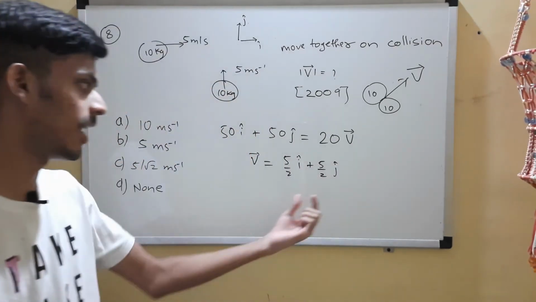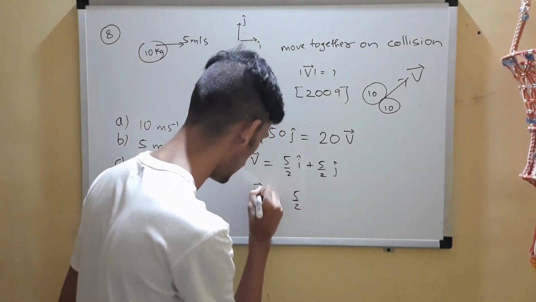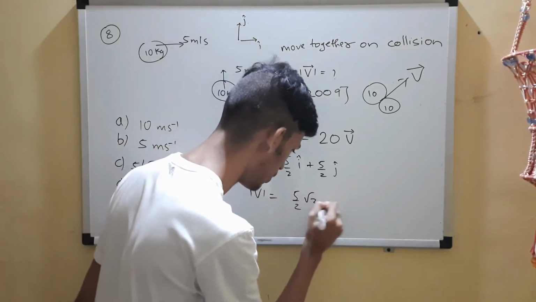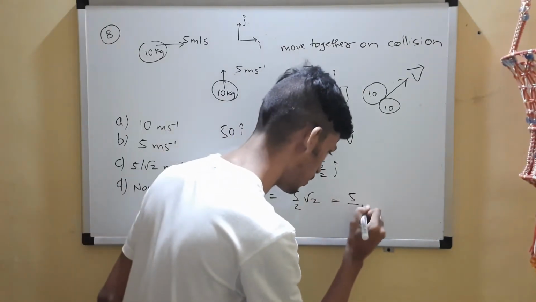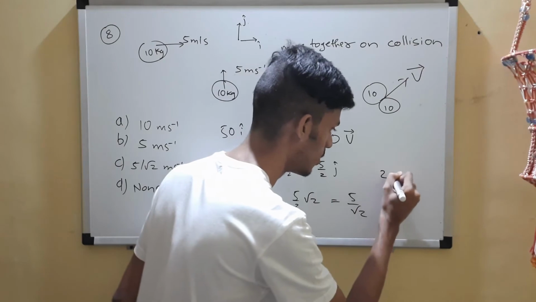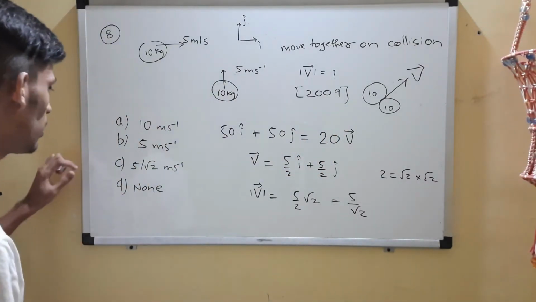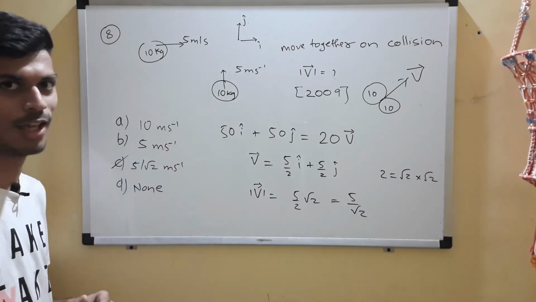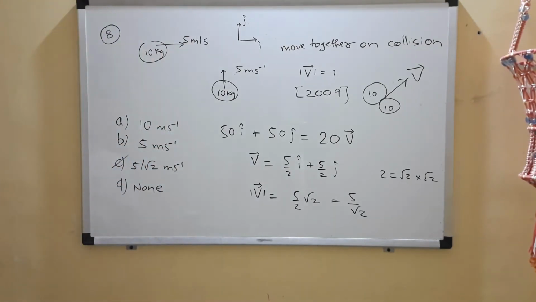Again, as I said, the magnitude of a i plus a j will be a root 2. So for 5 by 2, the magnitude will be 5 by 2 into root 2, which is nothing but, as given over here, 5 by root 2. You can split 2 as root 2 into root 2. So the answer will be C. Very, very simple question. Let's go to the next question now.